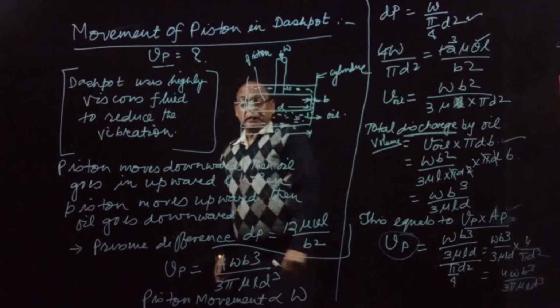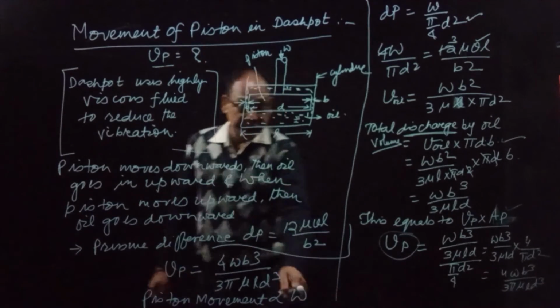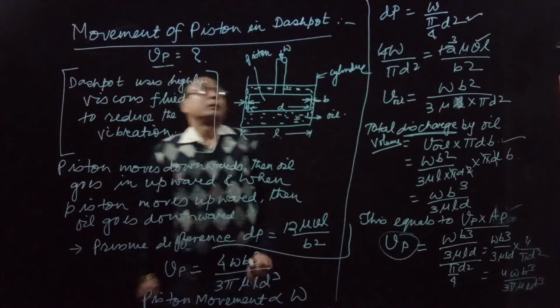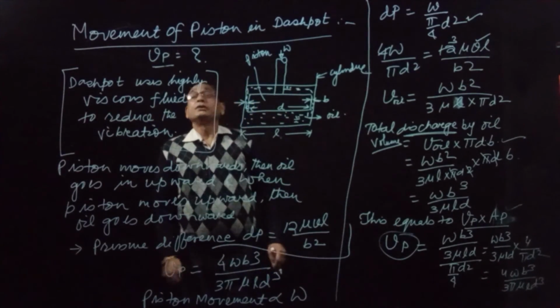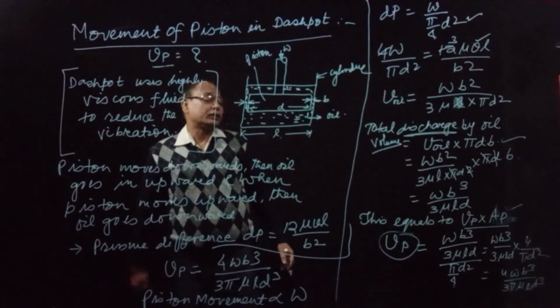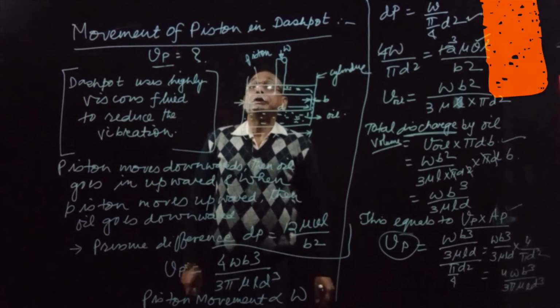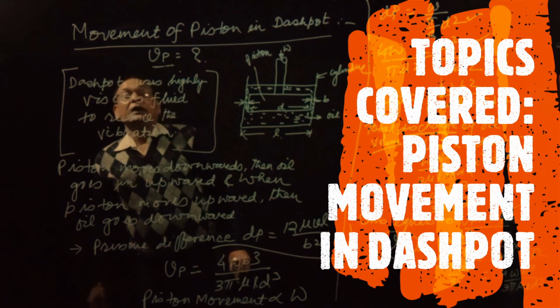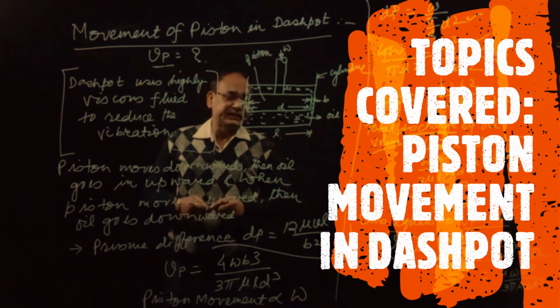That means the velocity of the piston is directly proportional to the weight on the piston. So this is the derivation of piston movement in the dashpot. The rest of the topic I will discuss in the next class. Thank you.